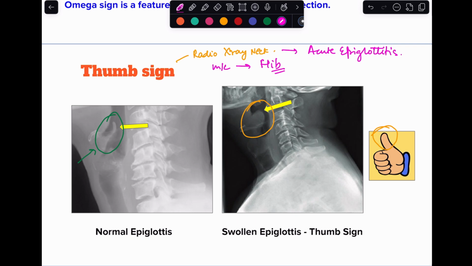And one last question over here. Can you tell me another sign that we see in case of epiglottitis? The other sign that we see is known as the tripod sign. Tripod sign refers to this particular posture that the child usually takes up when the child is suffering from acute epiglottitis. You can check out my other video on this where I talk about the tripod sign.